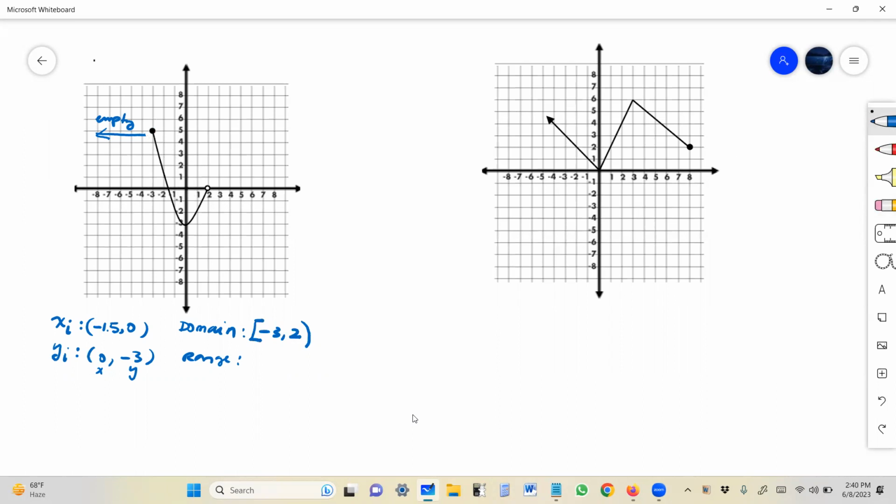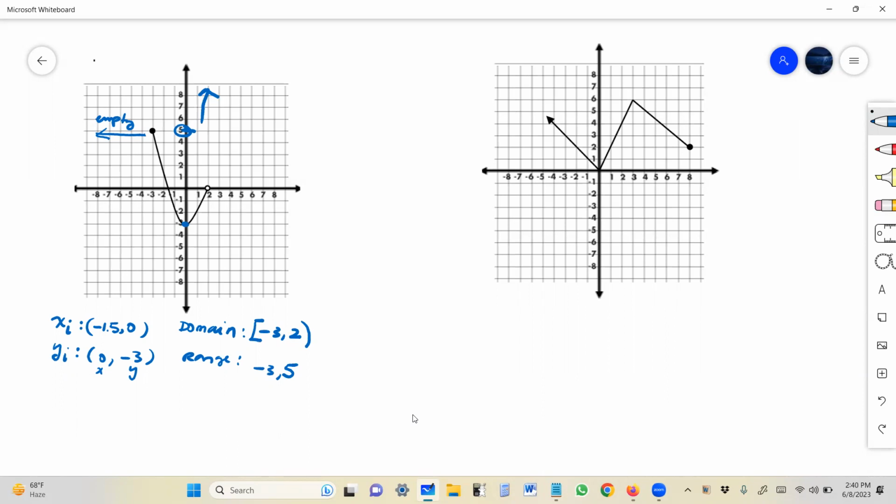And now I have to find the range. So the range is the same thing, but now I go from top to bottom on the y-axis. So this is the smallest y, which is -3. It's just a coincidence that they both are -3. And the highest y that I have is 5. There is nothing above 5. So I'm going to write 5 right here. So you write the two numbers, and now you determine if it's closed or open.